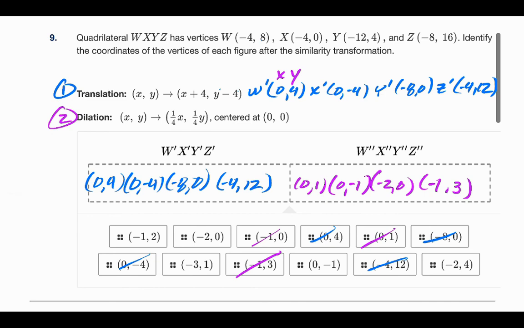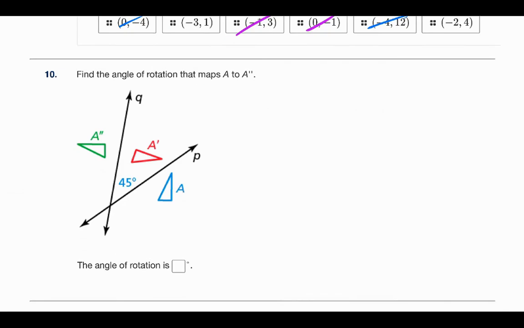Sorry, I just didn't mean to do that one. All right, and let's see. I say 0 and -1, 0 and 1, and what was my last one? -1 and 3, and -2, 0. There we go. All right.